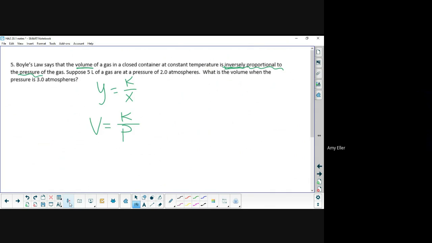All right, let's go with the next sentence. Suppose 5 liters, that's volume, of a gas are at a pressure of 2 atmospheres. Volume 5, pressure 2. Solve for K. Rewrite your equation with that K value you have.